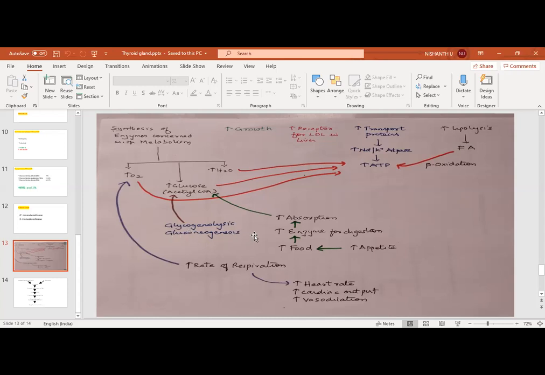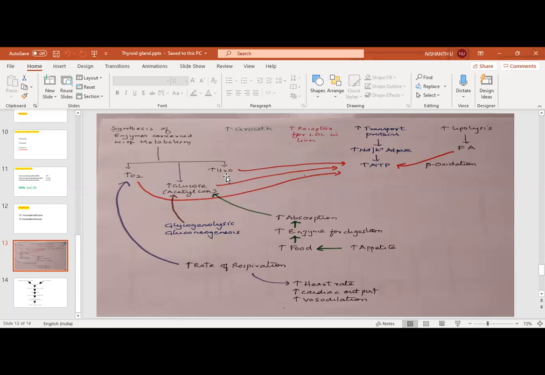And the next one, gluconeogenesis. This is the synthesis of glucose from non-carbohydrate sources during prolonged starvation. So T3, T4 will promote the formation of glucose from non-carbohydrate sources. So finally, it is trying to add up the glucose into the blood circulation. So it's over. Then you require more water.